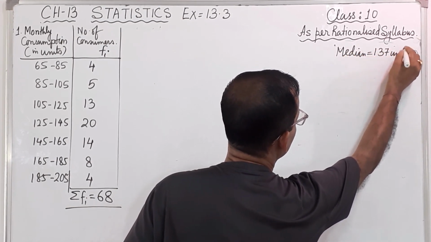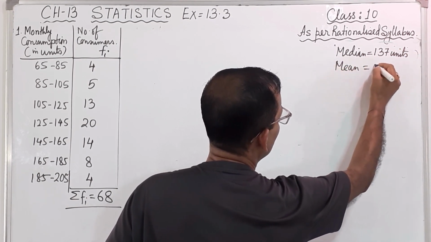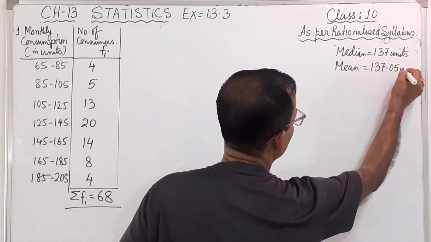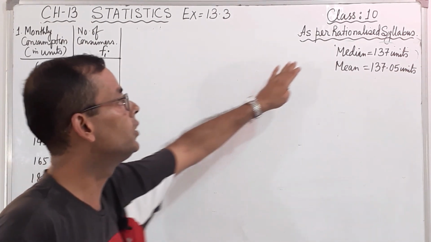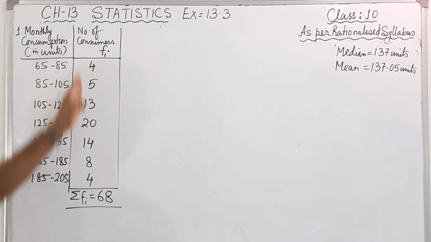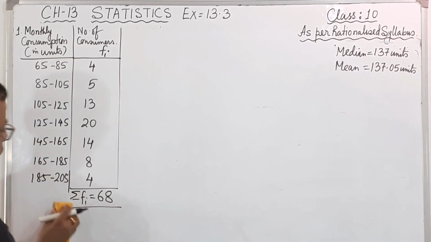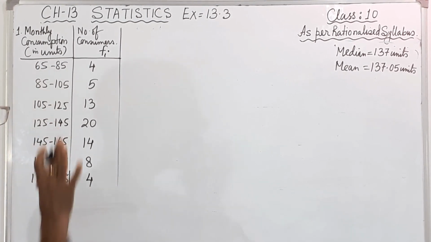137 units. And mean, what answer we got? 137.05 units. Clear? This is the answers we got for median and mean. So for mode, these are the two charts given to us, and summation Fi we don't need. This was for the mean one. So this was the chart.